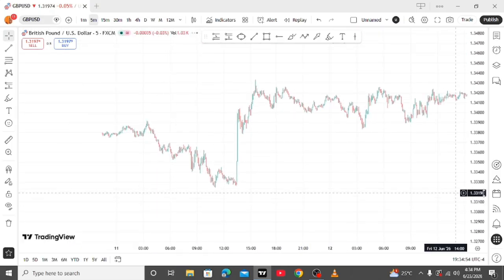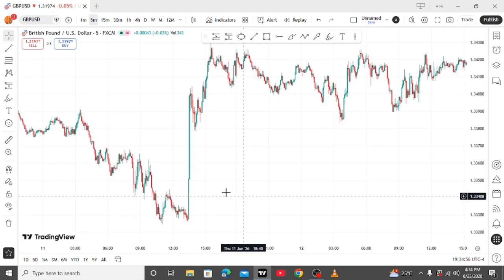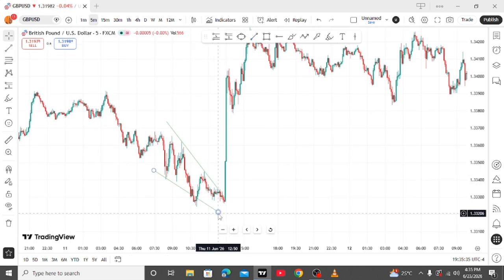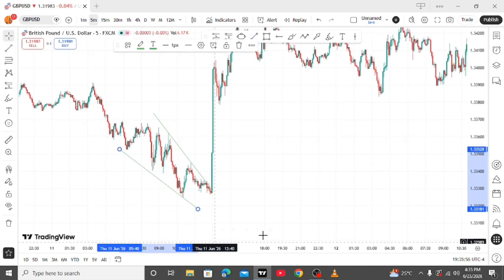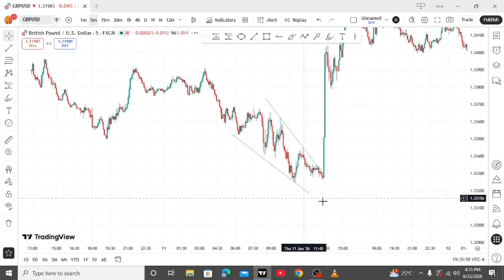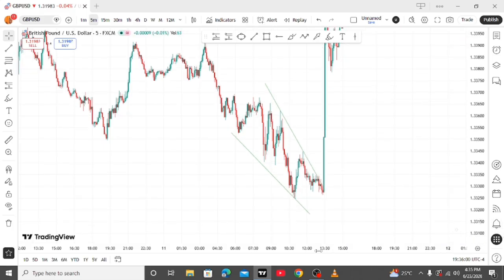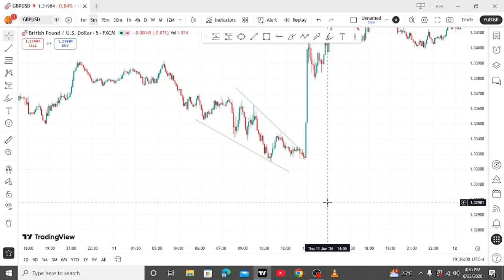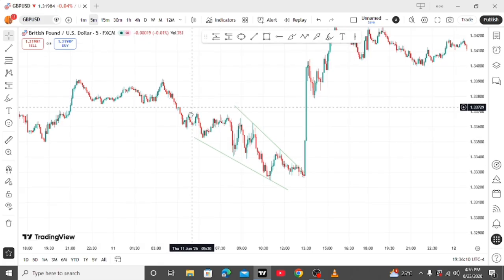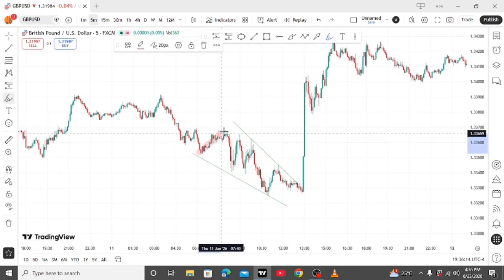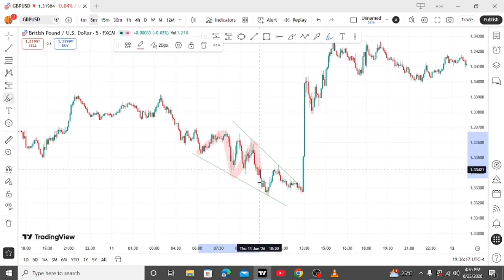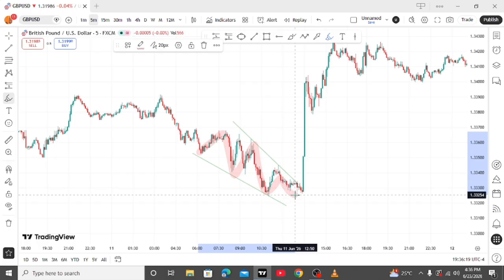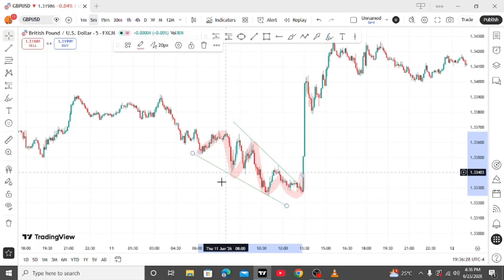So as you can see right here, take a look at this. Taking a good look at this, this is a falling wedge. How do we know it's a falling wedge? Take a look at this. Market goes up, goes down, goes up, trying to squeeze out of the little channel, and then, so this is a falling wedge. This is how the falling wedge looks like.